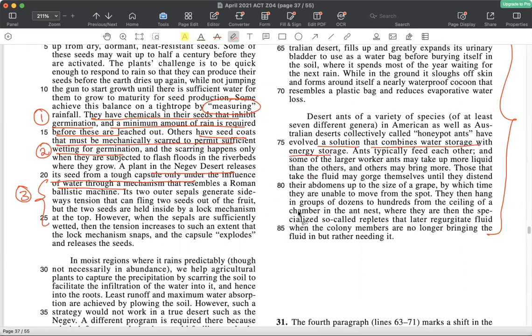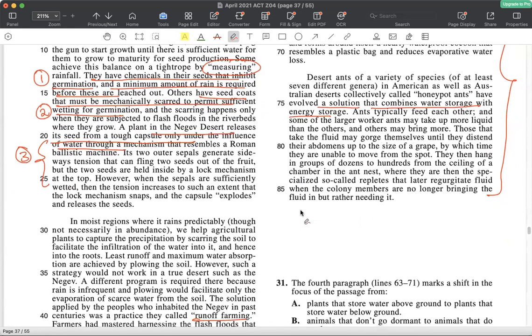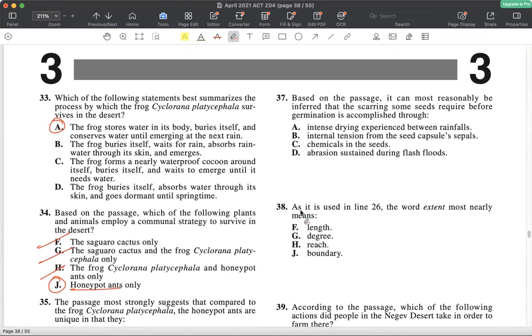Because they're kind of storing energy by making sure that those huge worker ants take the fluid and gorge themselves, and they're not able to move from the spot. So they are kind of conserving energy as well as water, right? So that's a strategy that makes them unique.